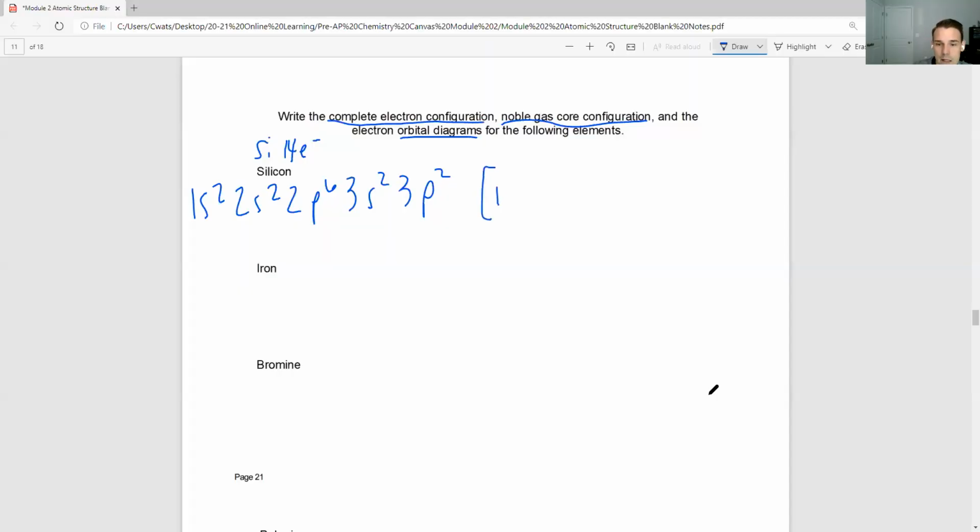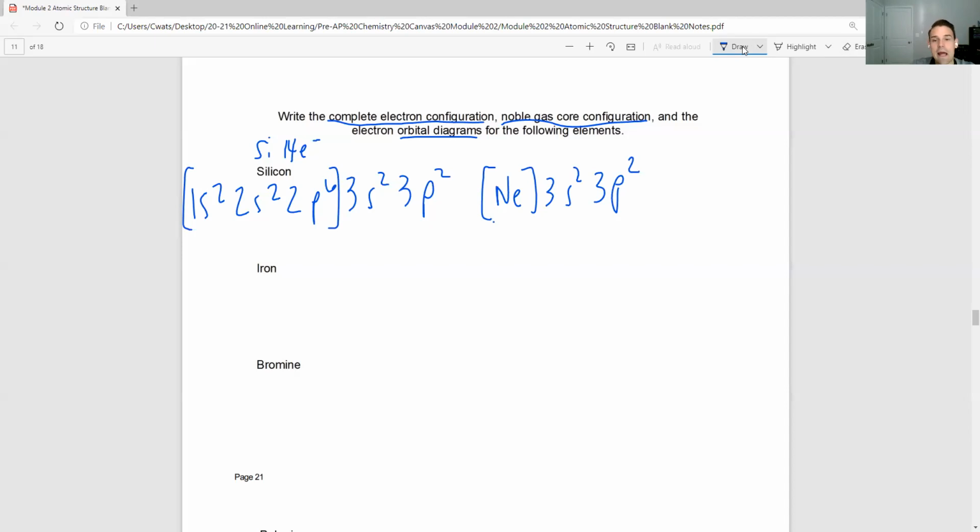So brackets Ne, 3s2, 3p2. Oh, no, not 3p6, 3p2. Okay, so you'll notice by putting neon in brackets, I've written this much out of my long electron configuration.